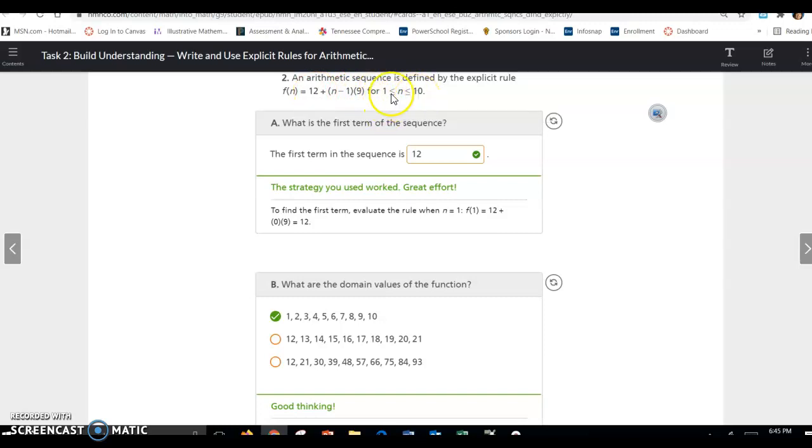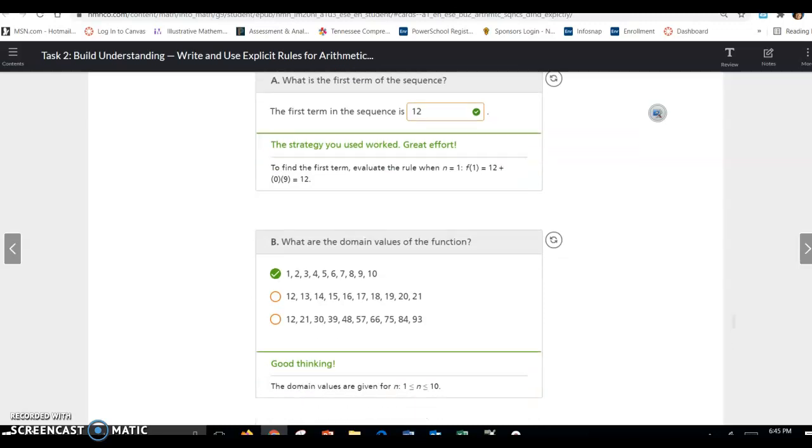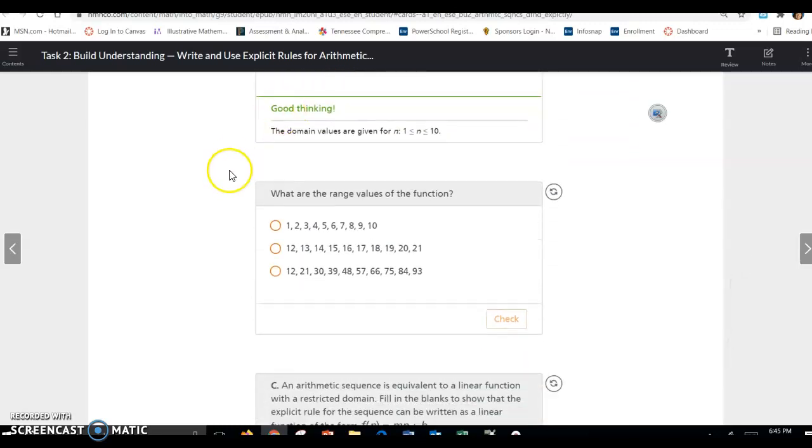And then plug 10 in. 10 minus 1 is 9. 9 times 9 is 81. 81 plus 12 is 93. So our range goes from 12 to 93.